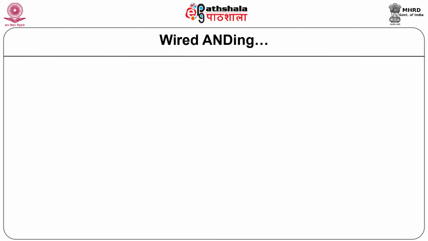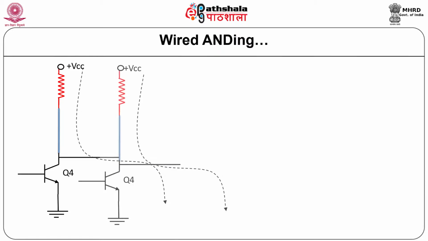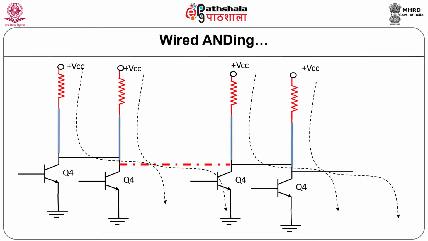Advantage of this configuration is wired ANDing, which is not possible in totem pole output configuration. You can see that Q4 is the output stage of one TTL device, which is connected to the output stage of a second TTL device. A resistor is required to be connected from the collector of transistor Q4 up to VCC. This will also allow the current to flow from the output stage of one TTL gate to the other TTL gate.